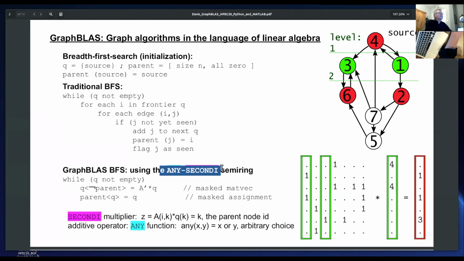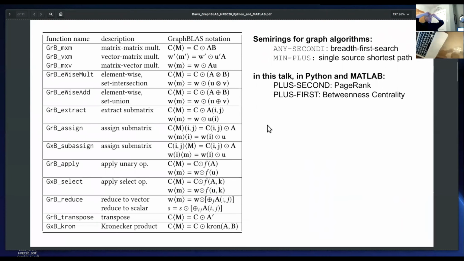We use the any second I semiring for the BFS instead of the conventional plus times. The multiplicative operator second I returns the row index k, with a candidate parent node ID. The additive operator is the any function, which picks any valid parent. The primary GraphBLAS operations include matrix multiply, element-wise operations, extract and assign, and so on. They can all be used with a mask and with many different data types, operators, and semirings.